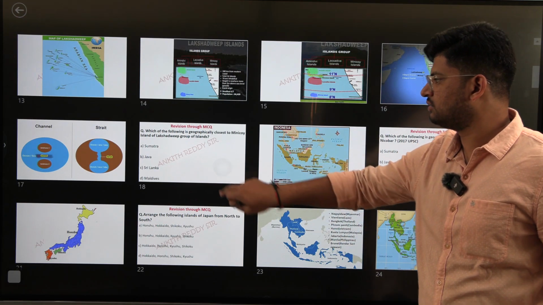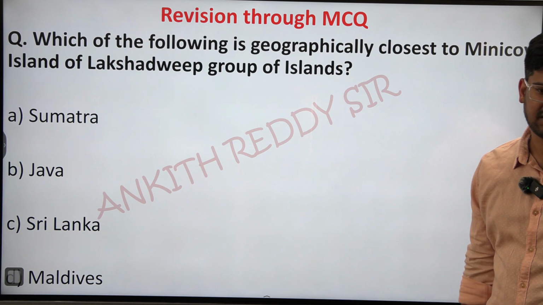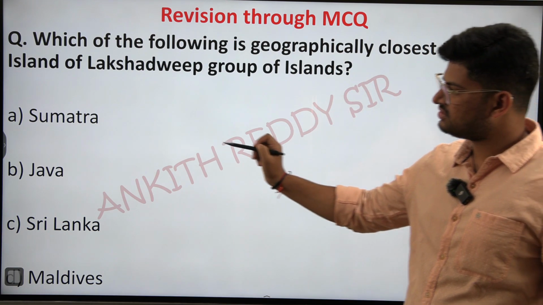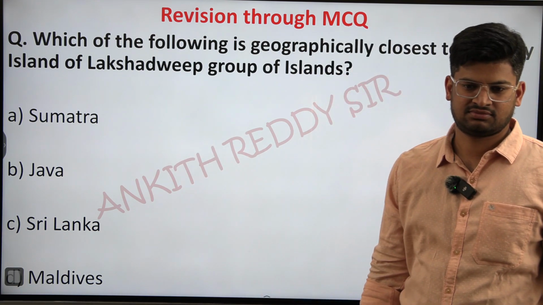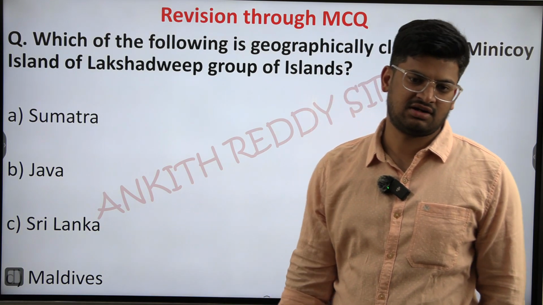Next. Which of the following is geographically closest to the Minicoy group of islands? Minicoy: Maldives. Okay. If it is Nicobar, which is close? Sumatra. If it is Pamban Island, which is close? Sri Lanka.